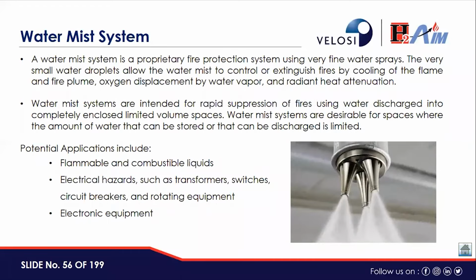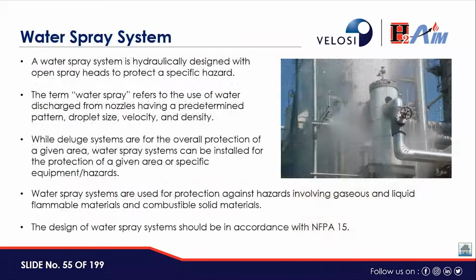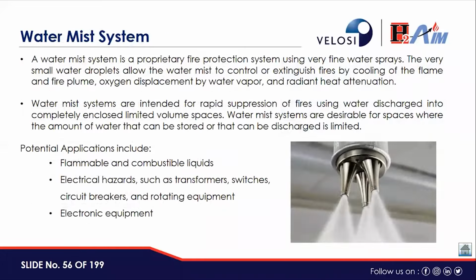Then what is this water mist system and how is it different from a water spray system? A water mist system is also a fire protection system using very fine water sprays. The very small water droplets allow the water mist to control or extinguish fires by cooling of the flame and the fire plume, oxygen displacement by water vapor, and radiant heat attenuation.